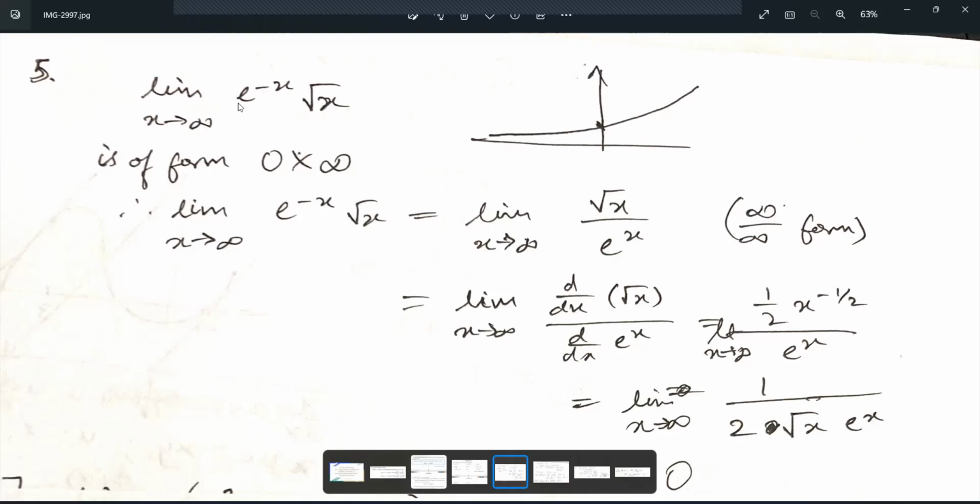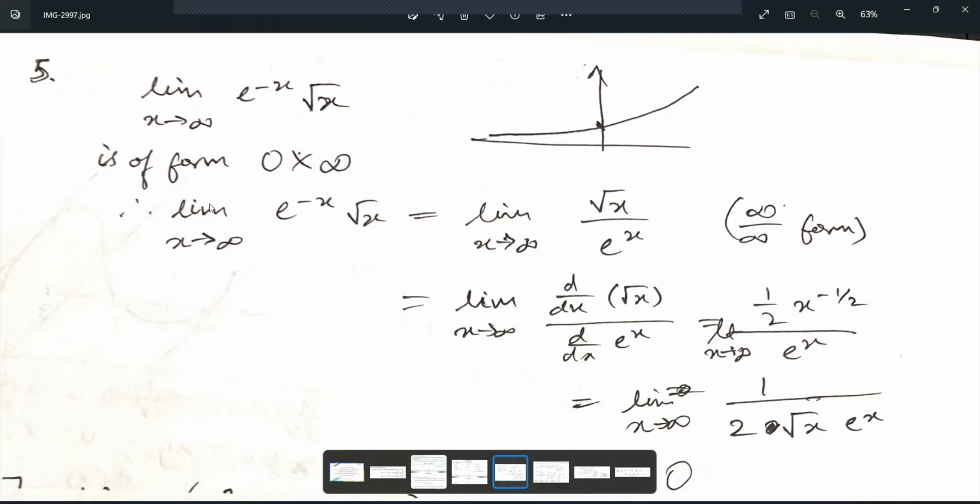So, limit x tends to infinity, e to the power minus x times root x. We see that the first term, e power minus x, when you have e power minus infinity, tends to 0. So it is of the form 0. Whereas the second term, which is the root of x, the square root of infinity is infinity. So it is 0 into infinity.